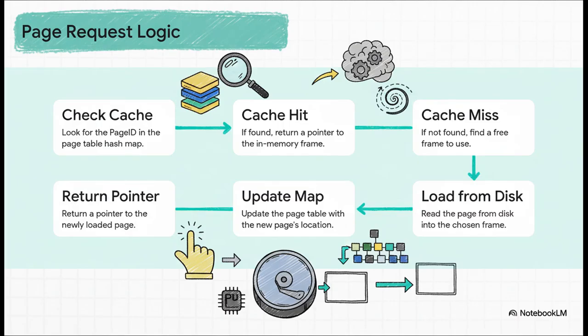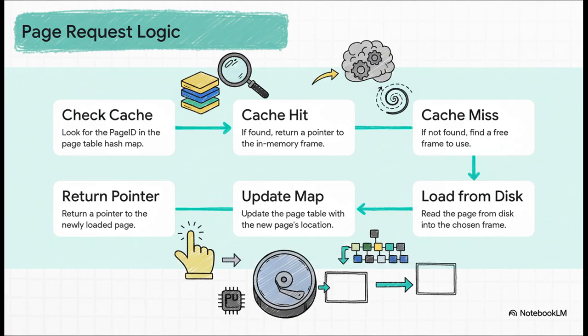Step 1, check the page table. Is this page already in one of my frames? If the answer is yes, that's a cache hit. Awesome. We just give back a pointer to that memory and we're done. But if it's not there, that's a cache miss. So we find an empty frame from our free list. We do that slow, painful read from disk to load the page into the frame. We update our page table to remember where we put it, and then we return the pointer.